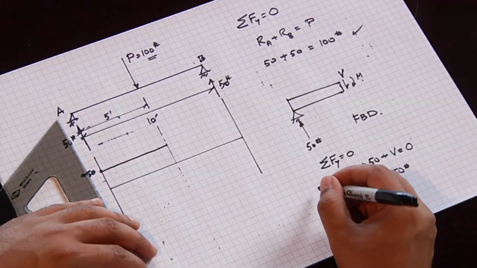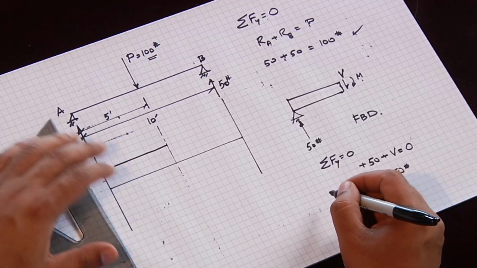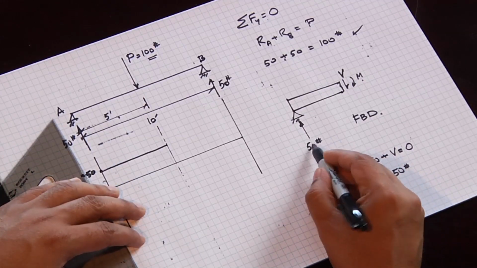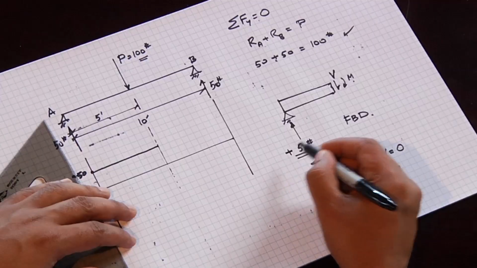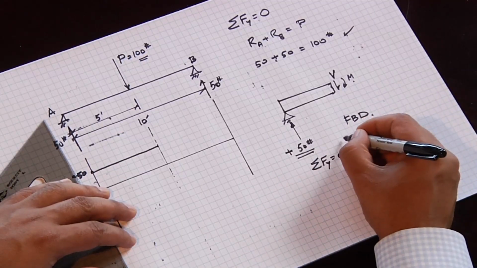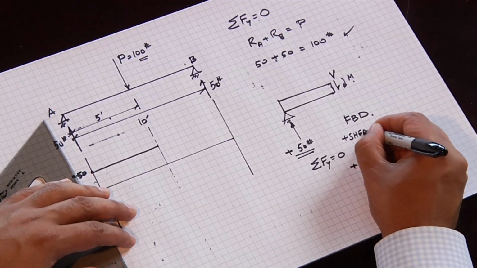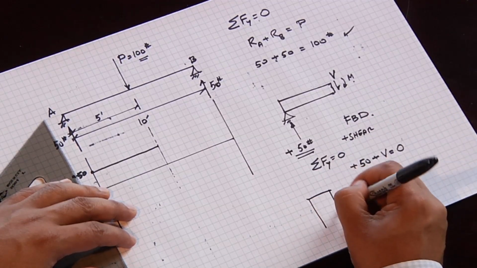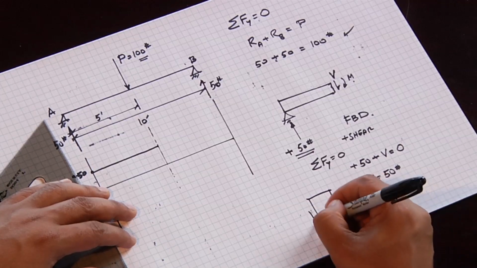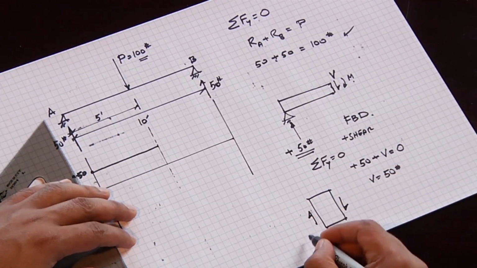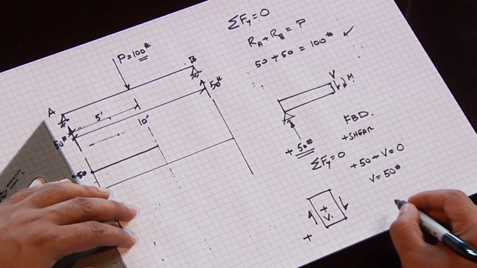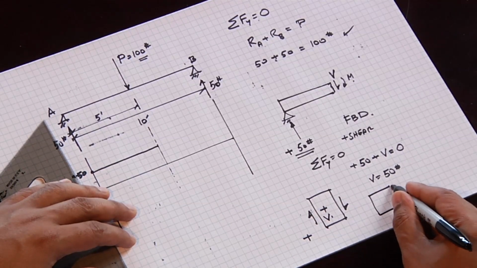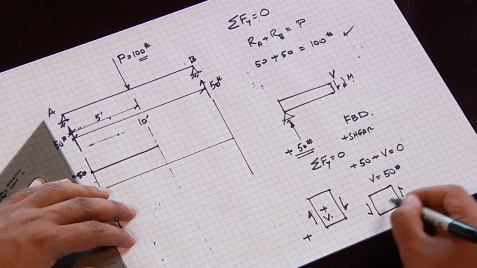The rule for the sign convention is the shear is determined by the force on the left-hand side of the shear diagram. Since this force is going positive, we refer to this as positive shear. Many of you have seen this in the books. If we drew a free body diagram of an element, it's the left force. If it's going up, then this is positive shear. If the left force is going down, this is negative shear.